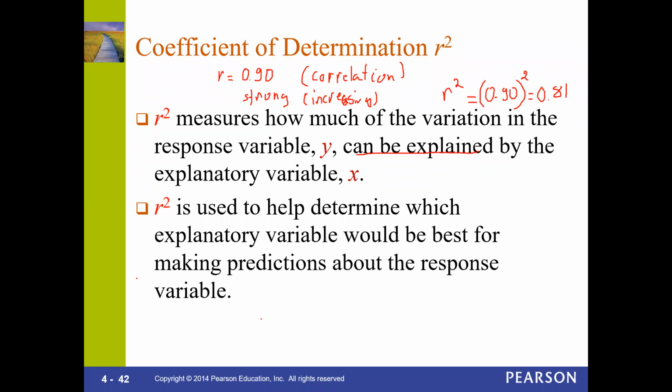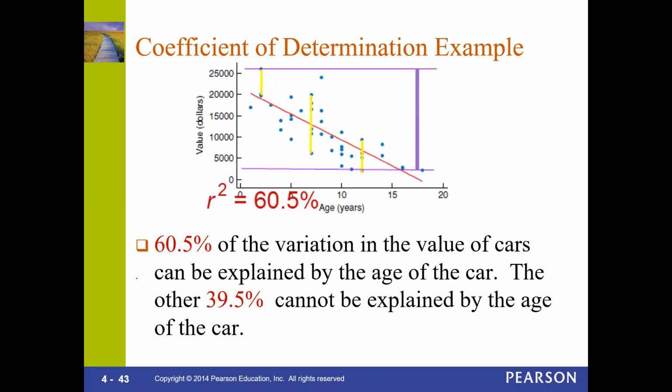All right. This is the definition that's for you to learn. An example here: they have R squared equal to 60.5%. That means that 60.5% of the variation in the value of cars can be explained by the age of the car. So here we have the age of the car and the value in dollars of the car. As you can see, this one is decreasing, right? It's not positive.